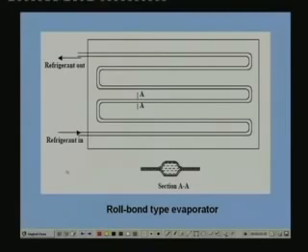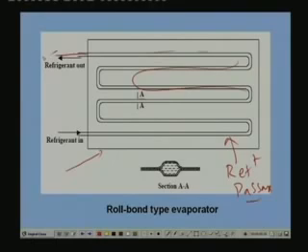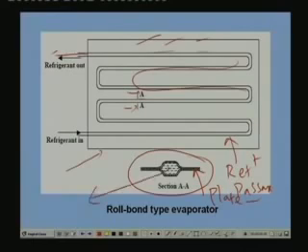It basically consists of a plate which consists of refrigerant passages, through which the refrigerant flows. For example, refrigerant enters like this, flows this way, and finally leaves like this, and air flows over the outside. That means on this surface you have air, and if you take a section at, let us say, A, the section looks like this. So this is your plate, and this is your refrigerant, and air is on the outside.